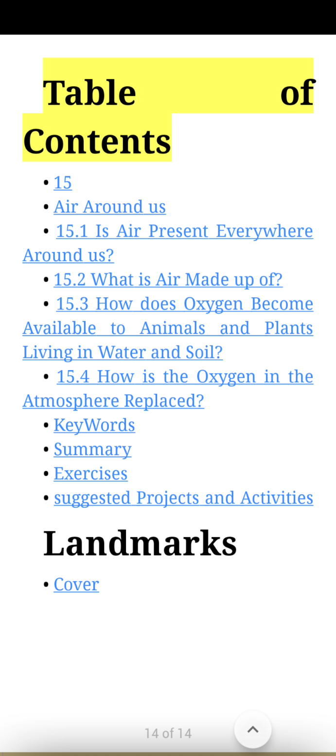Table of contents. 15. Air around us. 15.1 Is air present everywhere around us? 15.2 What is air made up of? 15.3 How does oxygen become available to animals and plants living in water and soil?